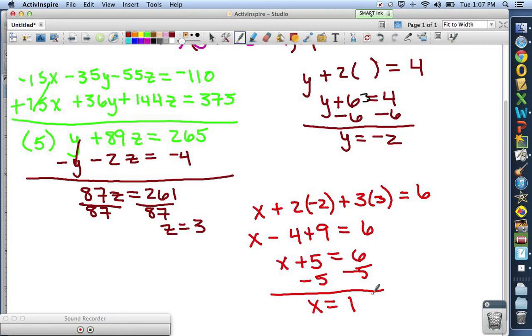Now in order to check this solution, you would take the three variables and plug them into each equation. We're going to leave that for you to do, but I would like to note that the proper way to write your answer would be as an ordered triple. First the x value, then the y, and then the z.